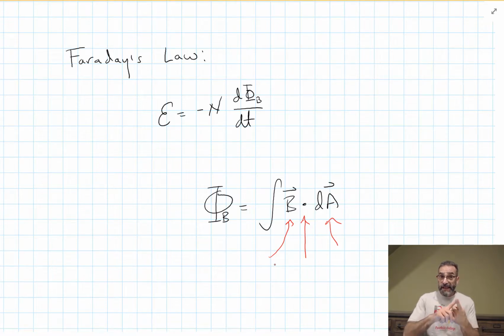So we can change the magnetic field strength, we can change the size, right, the area of our loop, and we can change the orientation between the two of them. Any one of those will change the flux, and as long as the flux is changing, we can have an induced EMF in our loop.